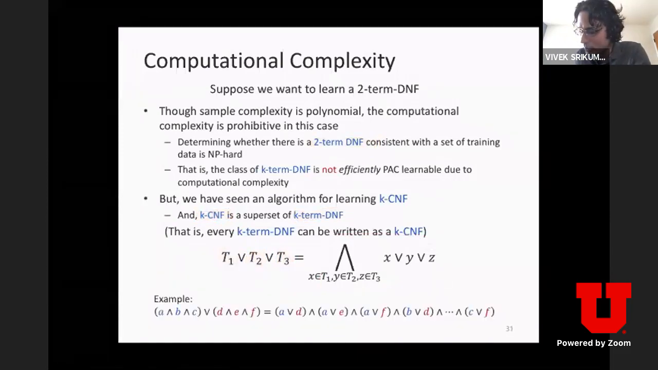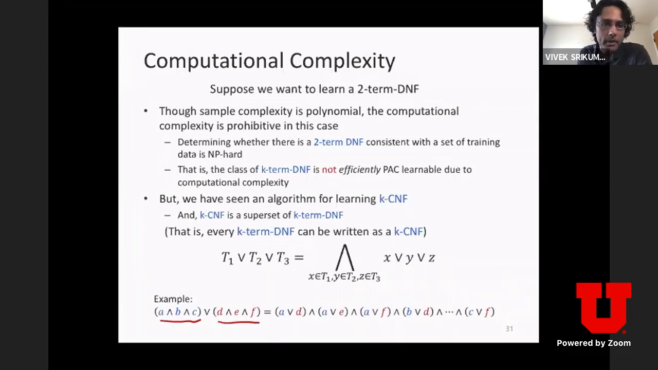If you want to see an example, this is a term A and B and C. This is another term D and E and F. You can expand the parentheses and apply the distributive law, and essentially you take one item from each bracket and glue them together with an OR and connect all these things with an AND. So this becomes a 2CNF. This is a 2CNF. This is a 2-term DNF.